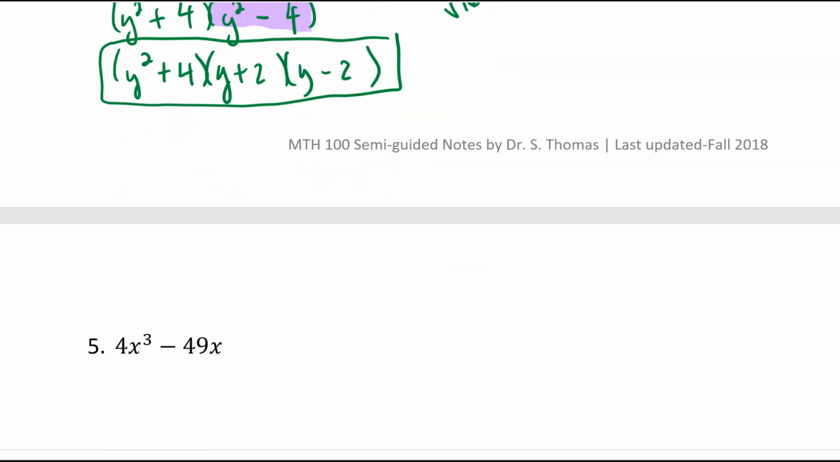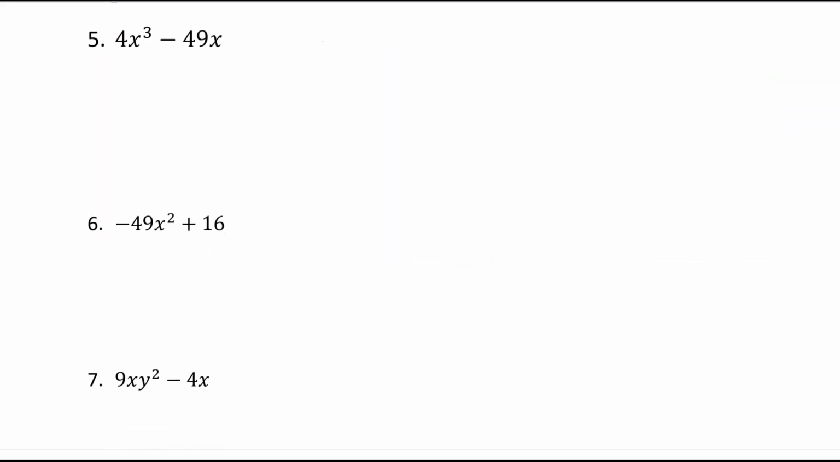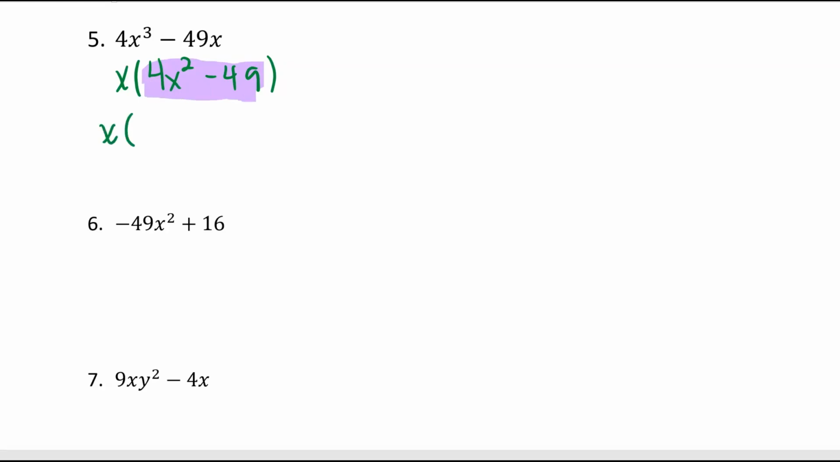Moving on to number 5, we have 4x cubed minus 49x. Looks like we can take a GCF out, which is what? So if you said x, you are right. And when you pull out that x, you have 4x squared minus 49. Do you recognize anything else? Hopefully you recognize that this is a difference of squares. So we can break it down further, not forgetting that x that's on the outside.